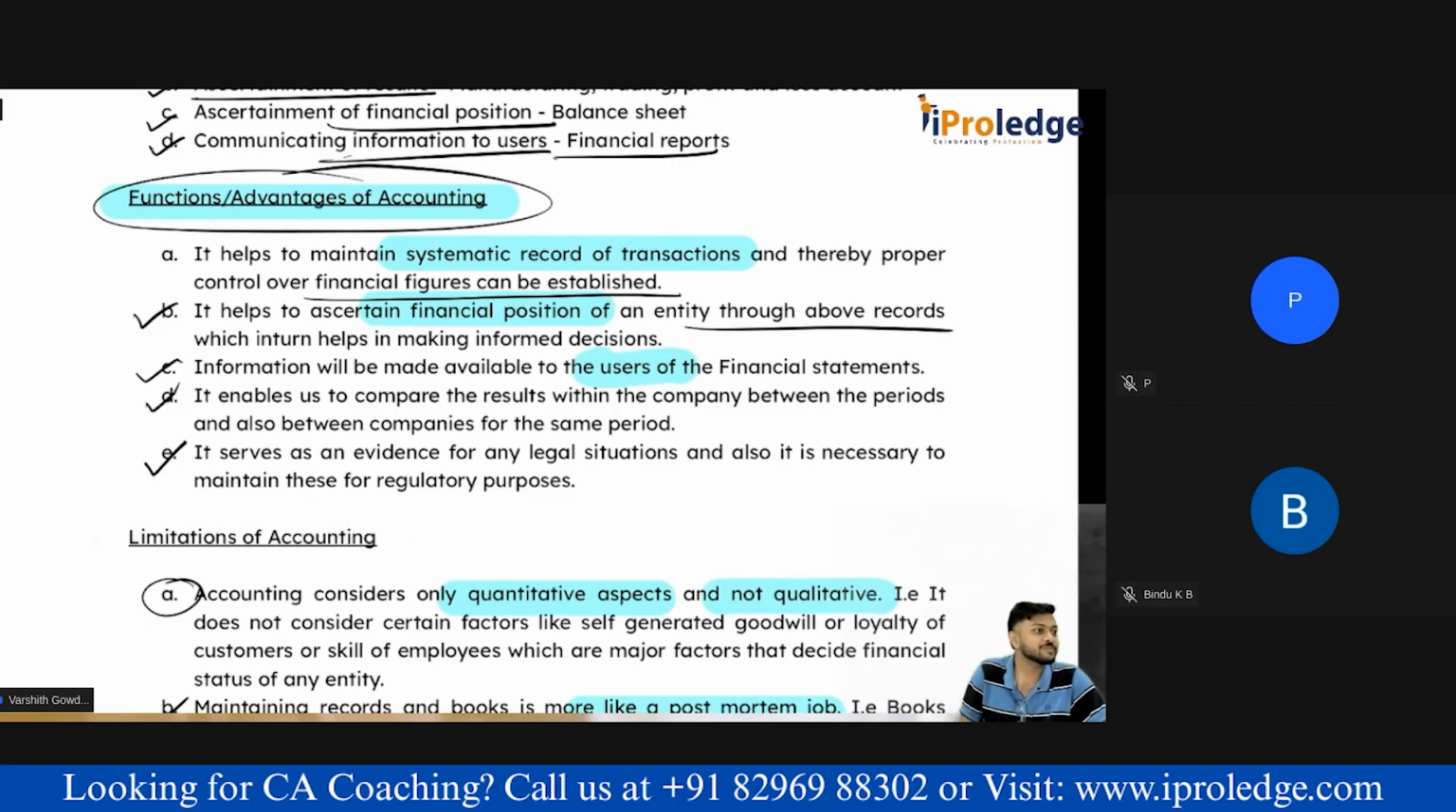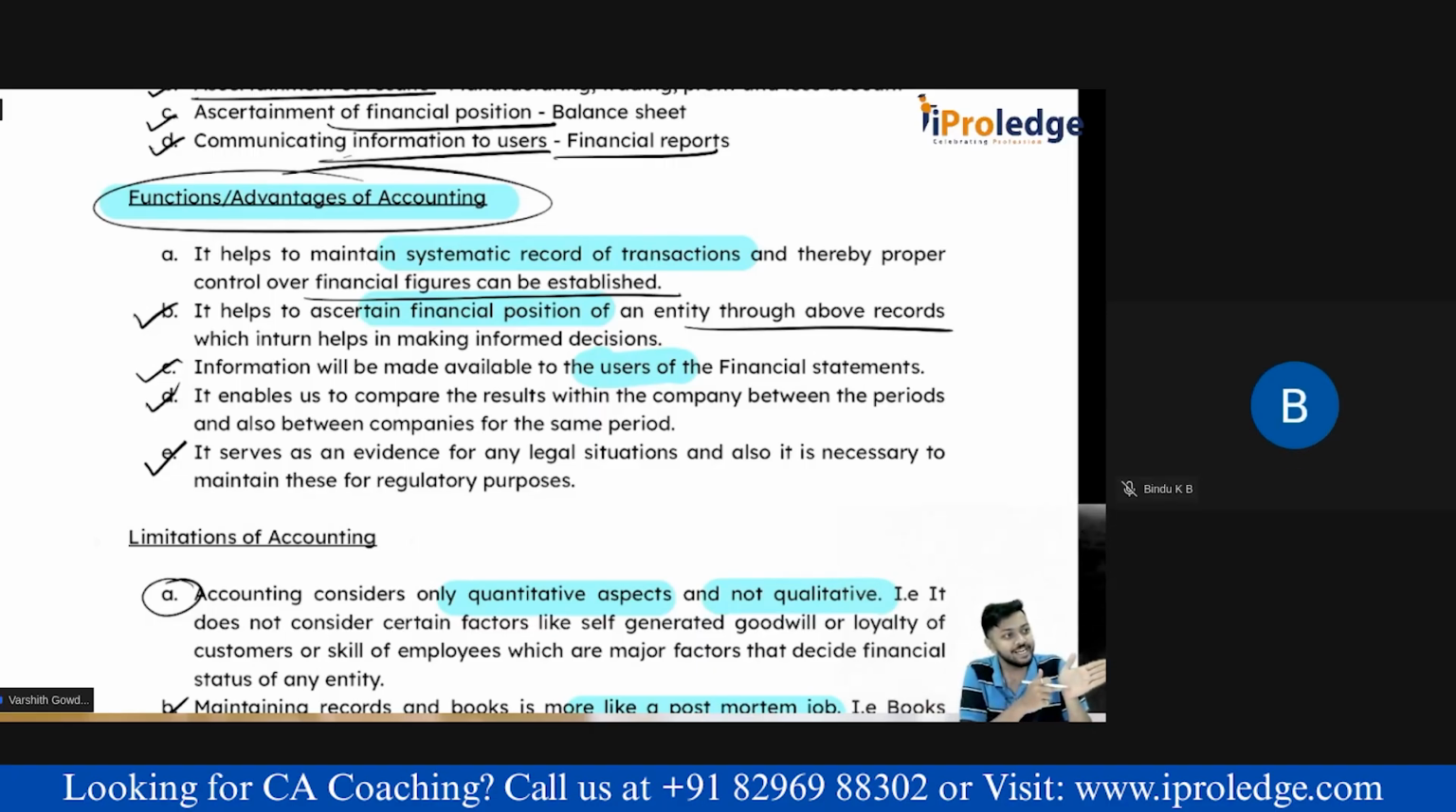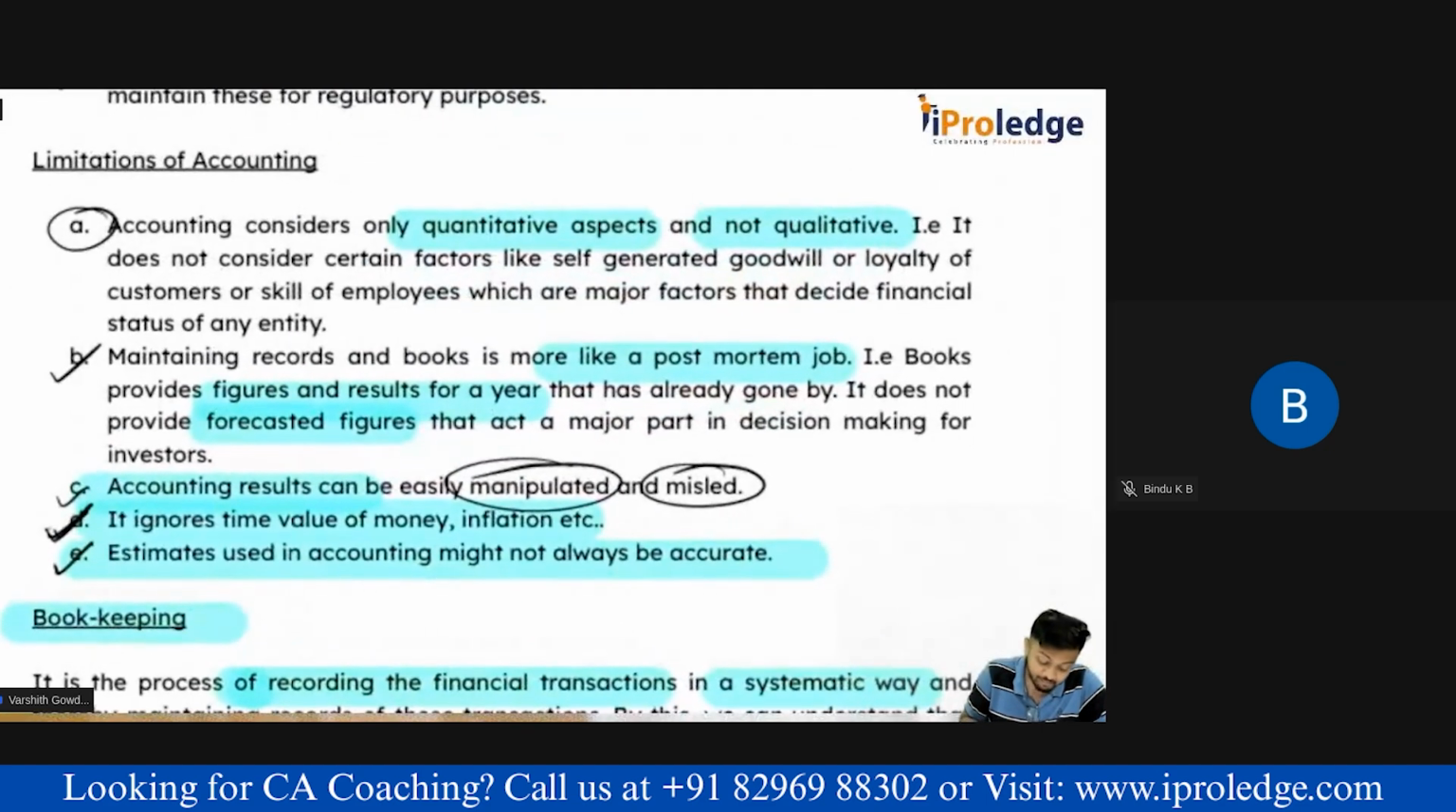He'll bring it. Sir, see, sir, in that year's balance sheet, he's showing me as liability. That means what, sir? That means he had taken money from me. And the CA has also signed it. So don't you think the financial statements are acting as an evidence in the court? That is one of the advantages of the accounts. Clear? Next, limitations of accounting.